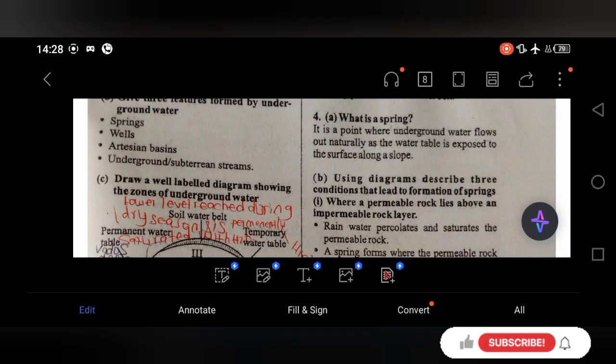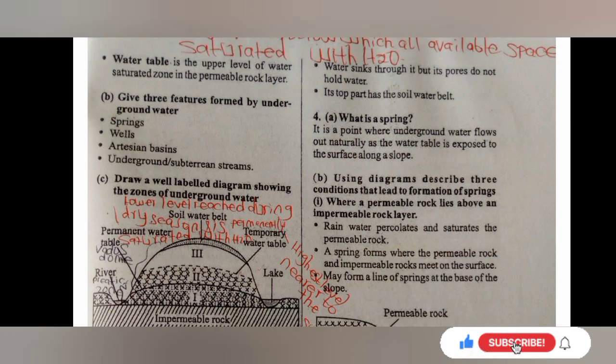Now, I want to talk about what we call a spring. And we start with the definition. A spring normally is just a point where the ground water flows naturally onto the land. It is a point where water just naturally flows onto the land.